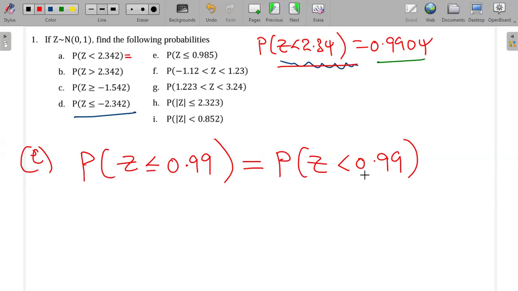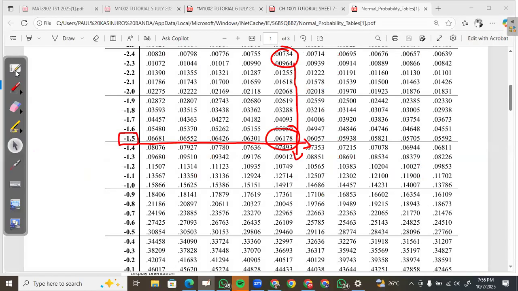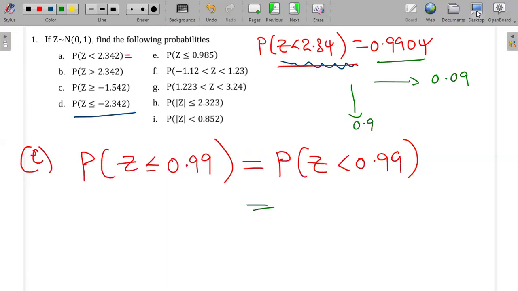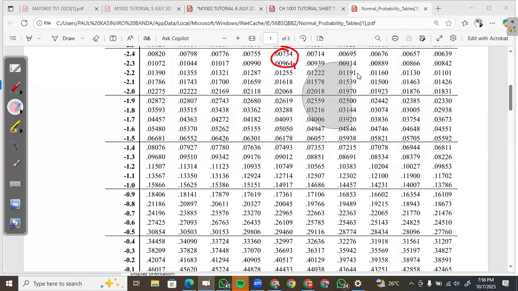So let's go to the table and find this probability. This is the positive Z score table, because this is a positive number. I go to the Z score and get this number. In the column, I'll get 0.9, and then in this row, I'll get 0.09. So let's go there. That was 0.99. This is the negative table.